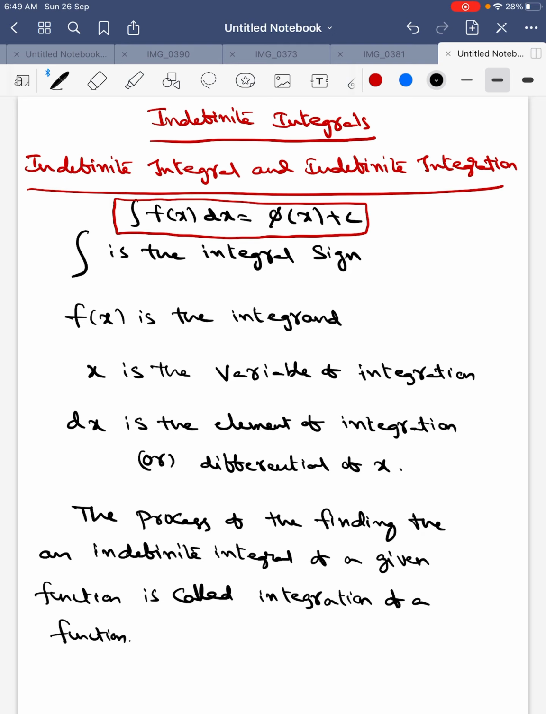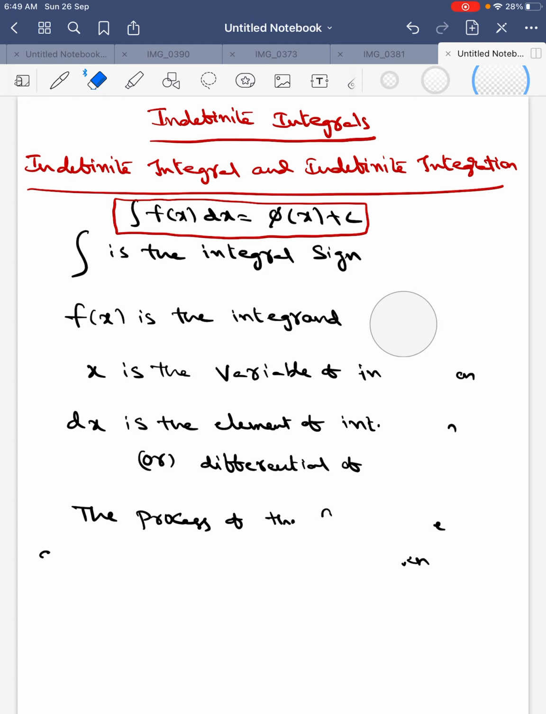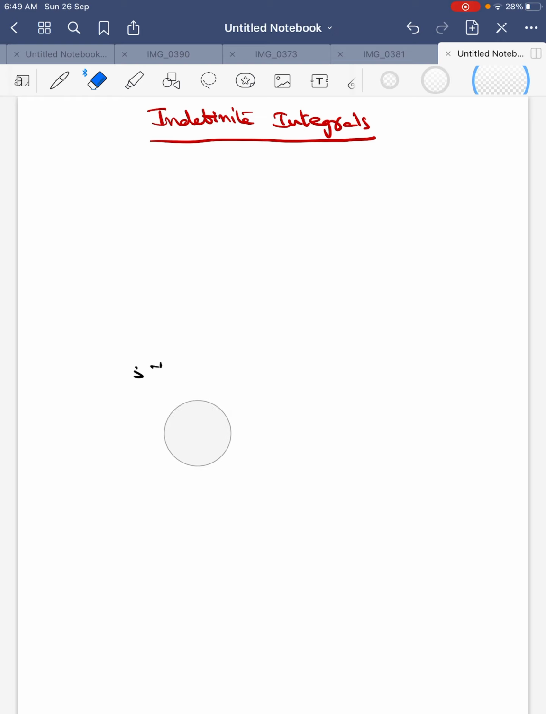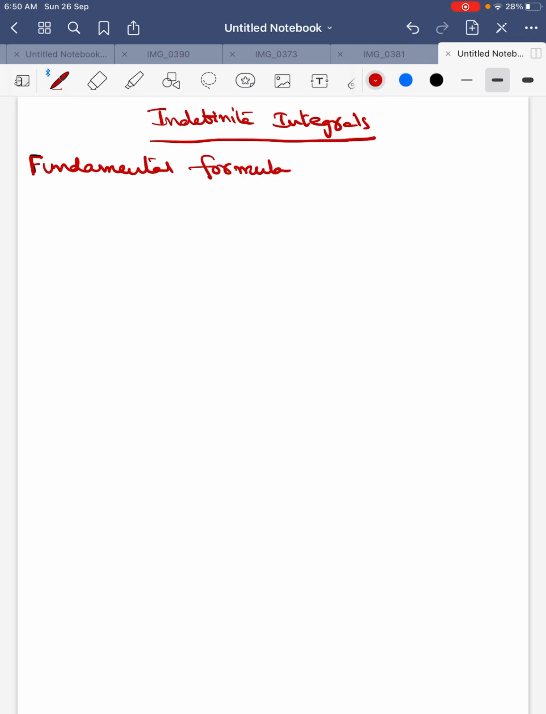Next I am discussing the fundamental formulas of an integration. Formulas on integration.